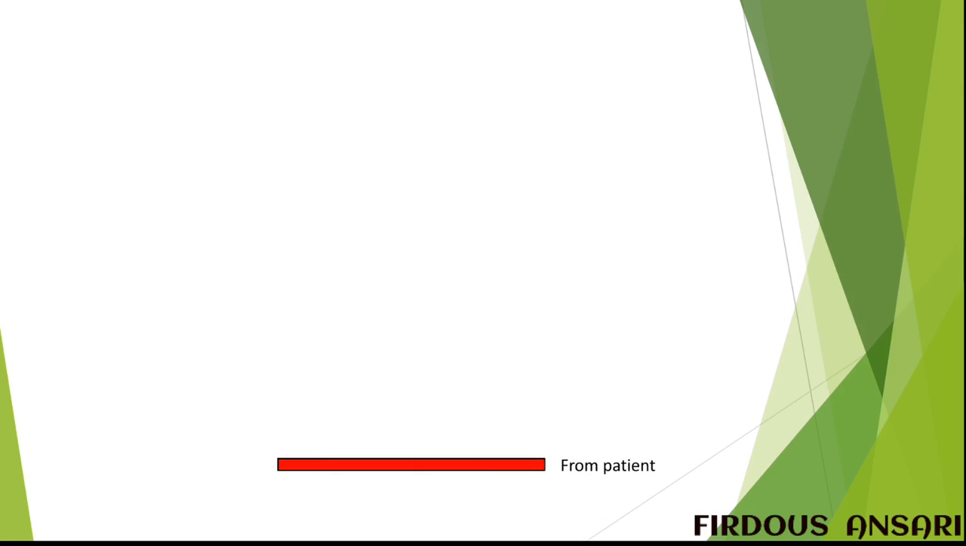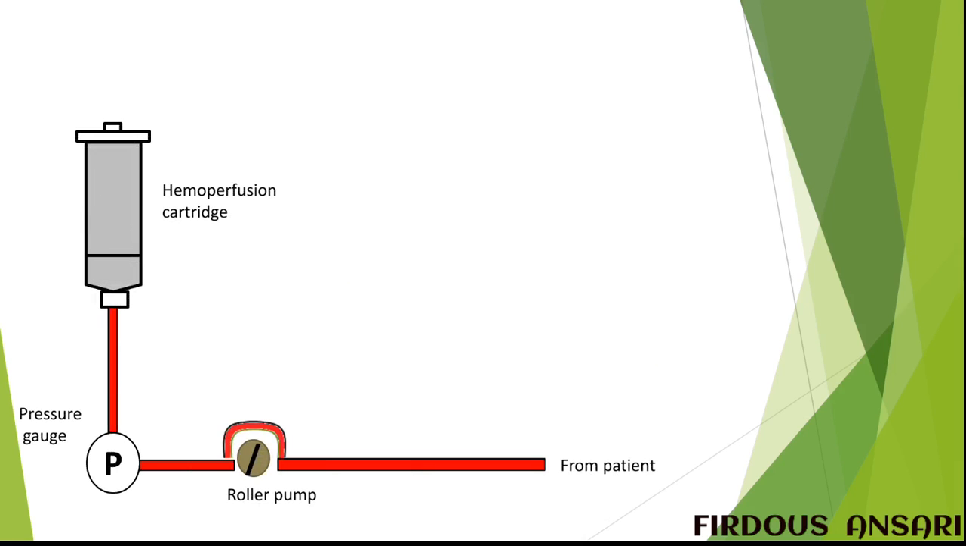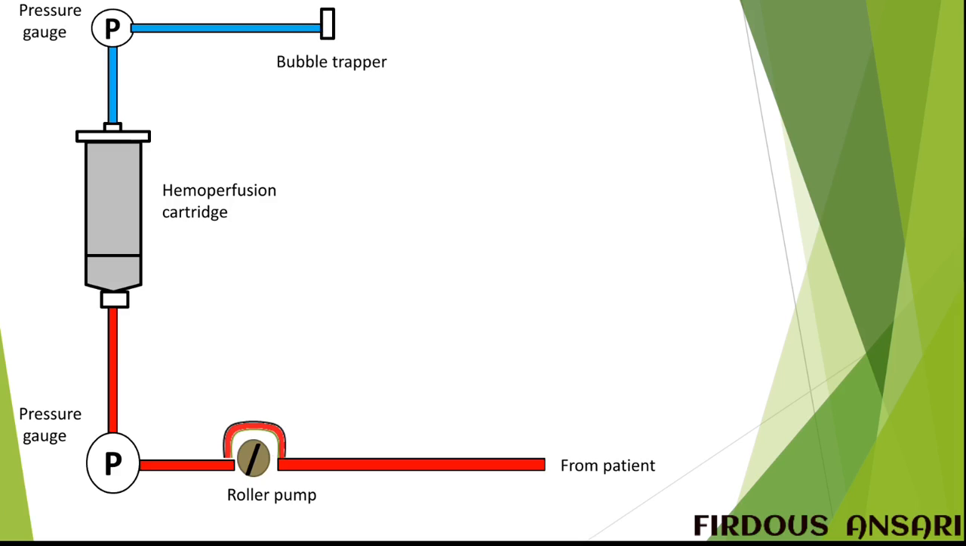So from the patient, the blood is taken out and via the roller pump, maintaining a pressure gauge, it is moved into the hemoperfusion machine, that is your hemoperfusion cartridge, and here the adsorbent material will be present and it will adsorb all the impurities. So after this, the blood will get purified. Again, a pressure is maintained, plus a bubble trapper is also important, and lastly, the purified blood will be moved into the patient's body.